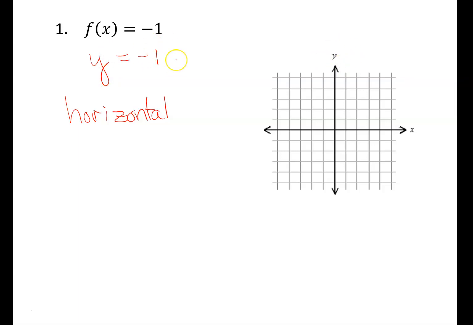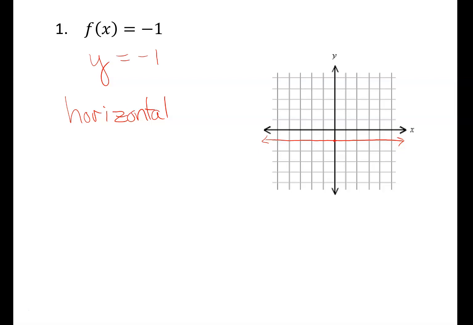Since it says y is -1, go to the y-axis, go down and find -1. Now if you want to put a point there just as a placeholder, you can, but realize that this is the graph of a line, not a point. So if you only plot a point and that's it, then it is incorrect, okay? So what we want to do is at -1 on the y, we are going to draw a horizontal line. Put arrows on the ends.